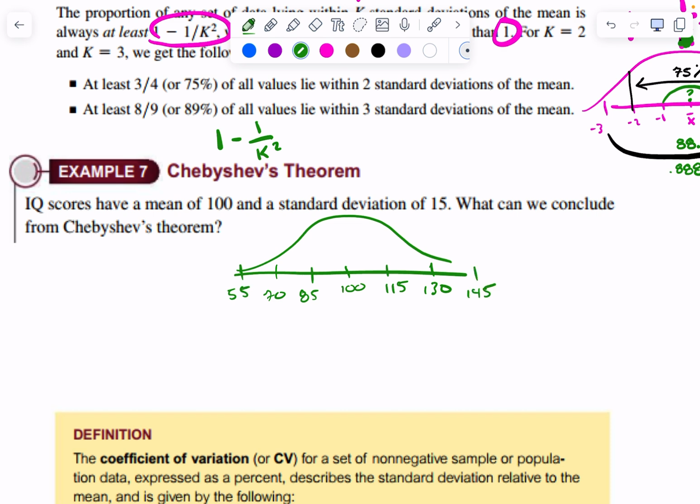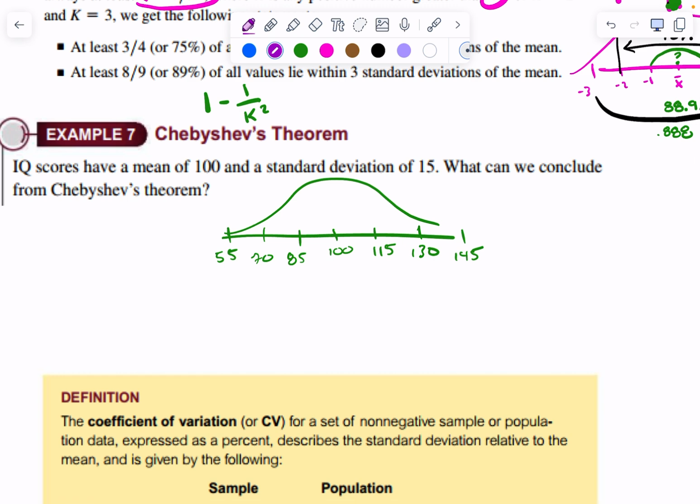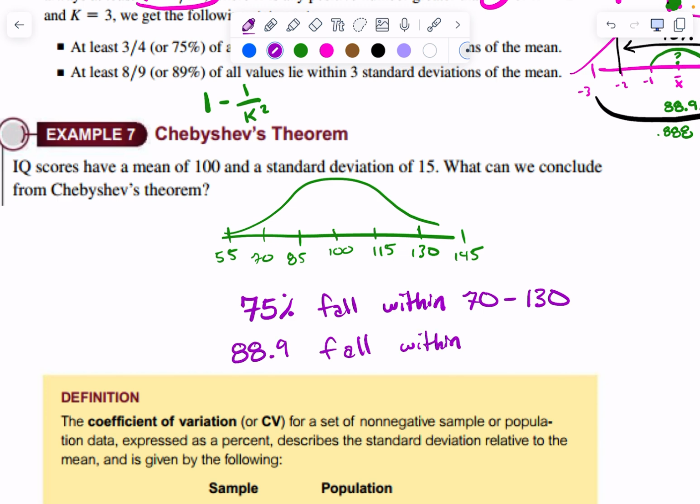Okay, what can we conclude from Chebyshev's theorem? What percent lives within 1 standard deviation? 0. Sorry, what percent lives within 2 standard deviations? 75% fall within 70 to 130, right? We're doing 2 standard deviations. What percent fall within the next one? 88.9 fall within the 55 to 145 region. Does that make sense? Okay?